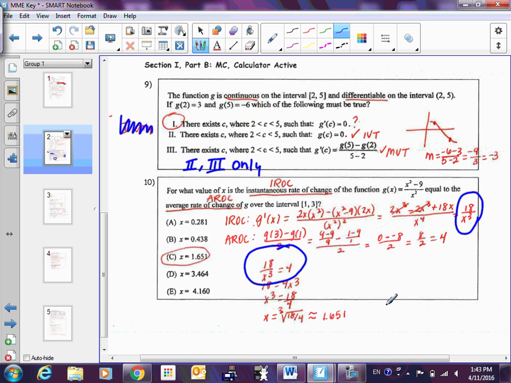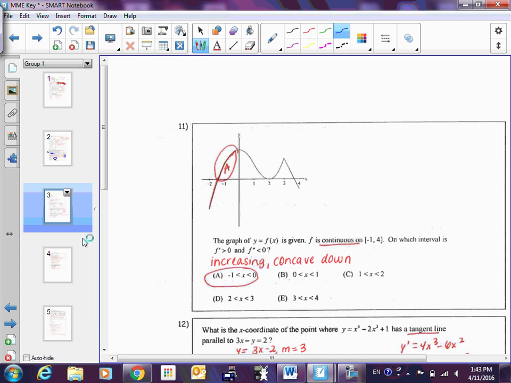Okay, any questions on these? Can anybody tell me which theorem is represented by setting IROC equal to AROC? Mean value theorem. Remember, another word for mean is average. Average rate of change. That's the connection there. That's the way you can remember that. Okay, let's turn the page.